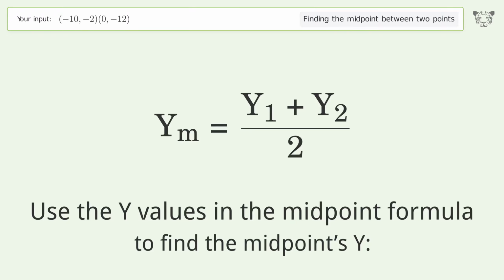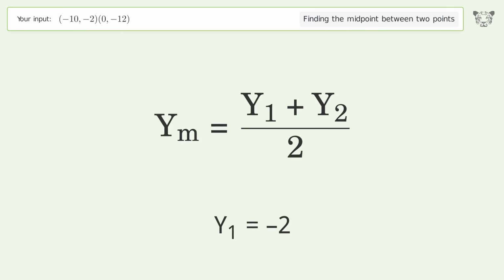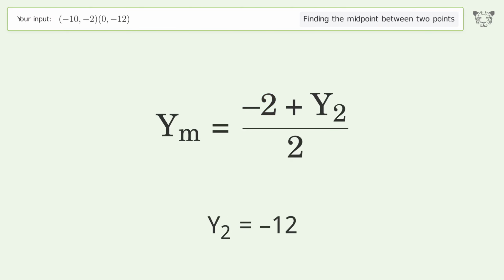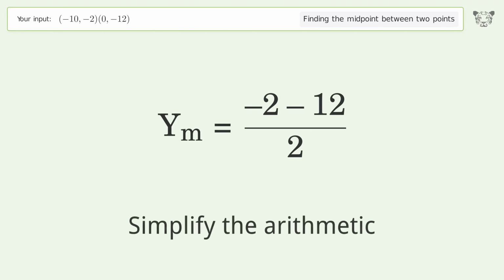Use the y values in the midpoint formula to find the midpoint's y. y1 equals -2. y2 equals -12. Simplify the arithmetic.